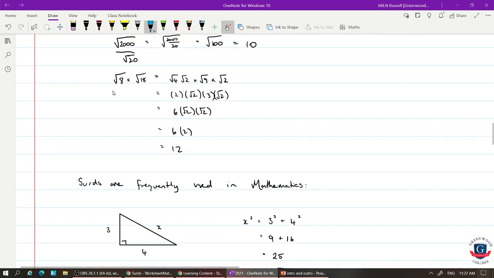Or root 8 times root 18. We can rewrite root 8 as root 4 root 2. Root 4 is a square number, that will become 2. And root 18 will be root 9 root 2, as 9 times 2 is 18. Root 9 is a square number, that will reduce to 3. We'll have 2 times root 2 times 3 times root 2. Just rearranging it, 2 times 3 will give us 6, and root 2 times root 2 is 2. By the properties we viewed above, 6 times 2 gives us 12, and there's our answer. Root 8 times root 18 is 12.